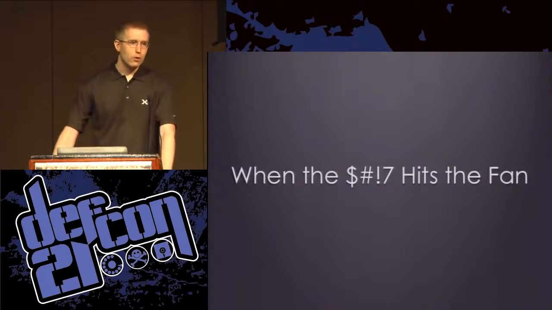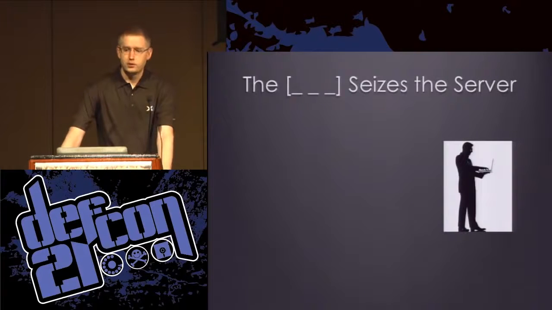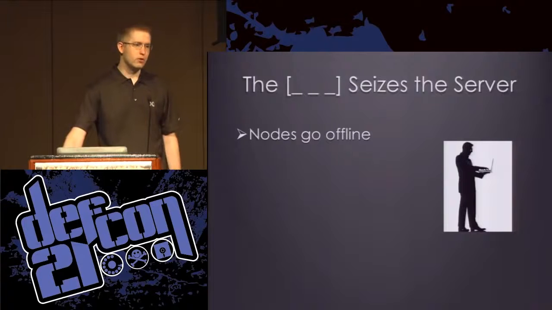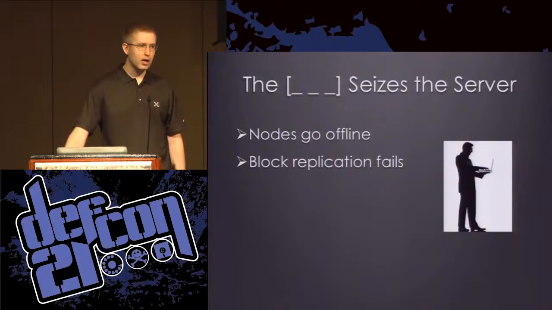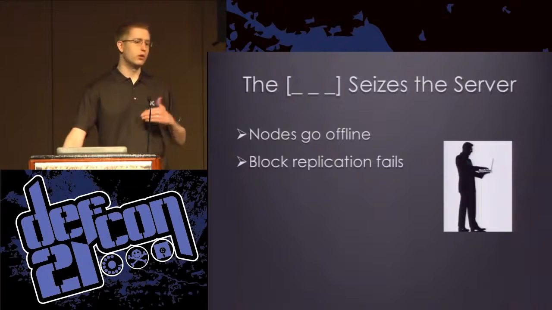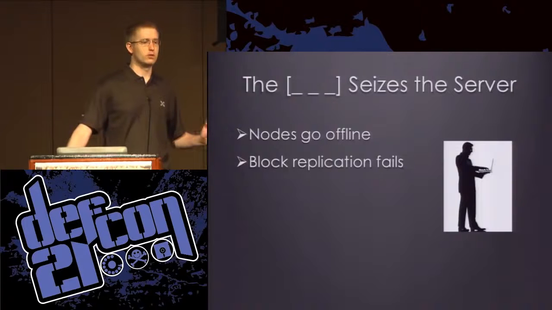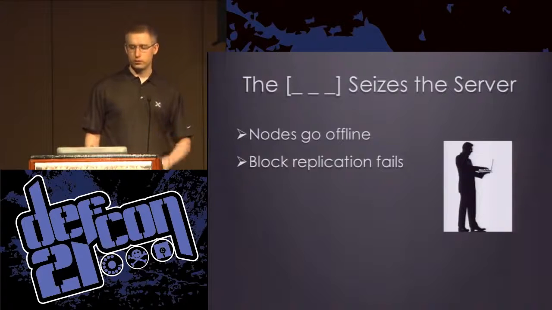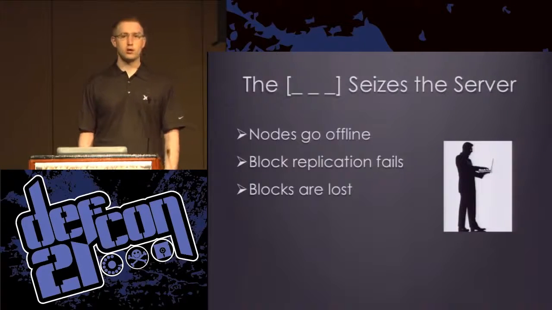So when everything goes wrong, here's what happens. Pick your favorite 3-letter agency. They come in and seize this server because they've heard that you're storing some sort of data that they want to know about. What happens when they seize the server is that that server goes offline and the nodes go offline. They're no longer connecting to the command and control server. In this case, the block replication is going to fail because the nodes are going offline, but they're all going offline. The server isn't getting that heartbeat. The blocks aren't being replicated to new nodes. The end result is that the blocks are lost.